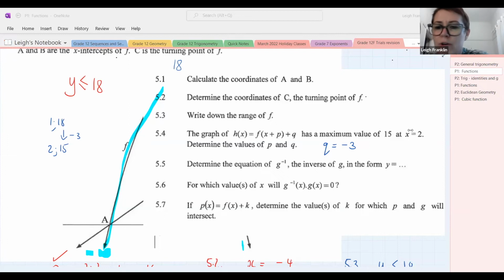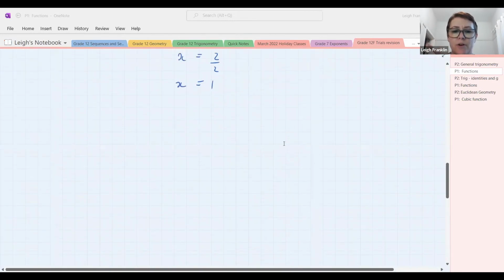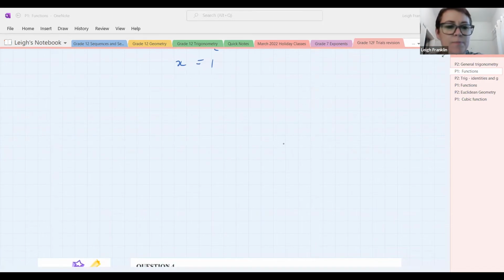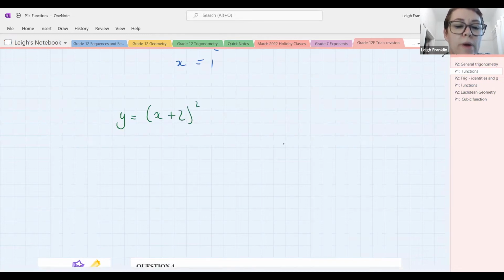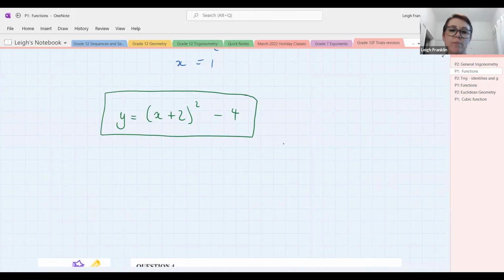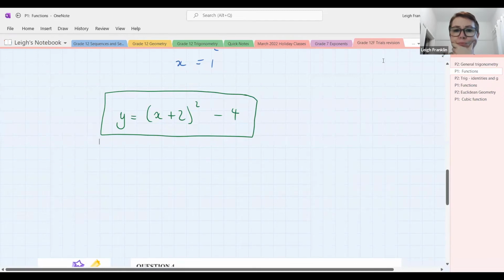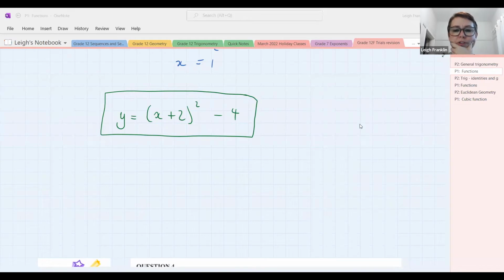Okay, now I want to ask you guys a question. Before we go any further, let me just go down here. If I do this and I say y equals (x plus 2) squared minus 4. Okay. What function is this? If I was to draw this, what would it make? What function is that? Absolutely, it's a parabola. 100%, lovely.